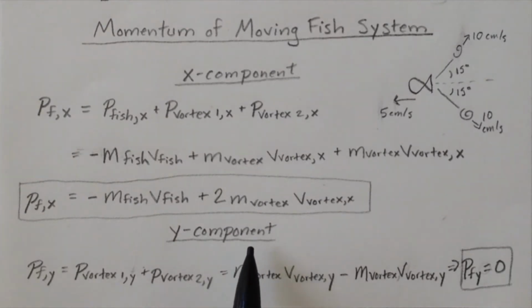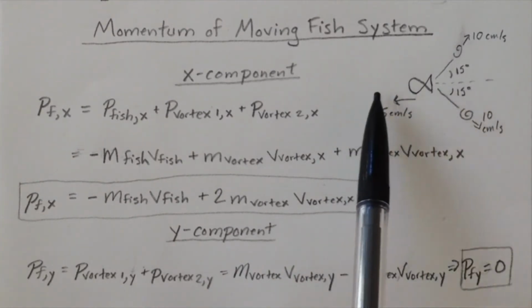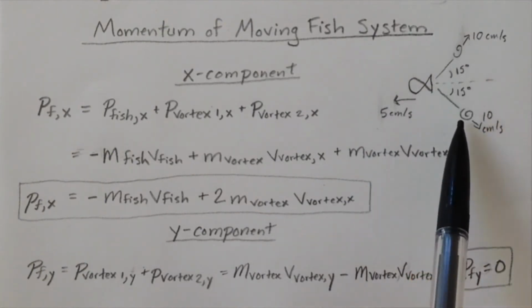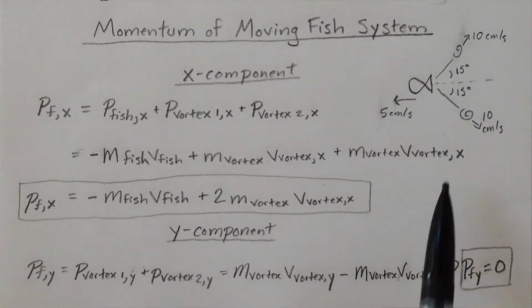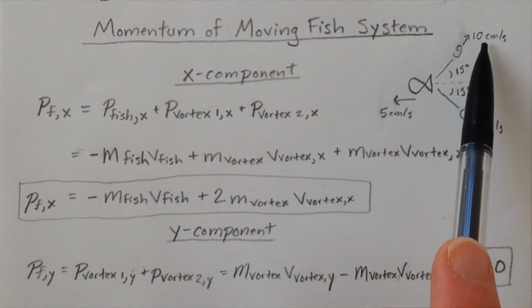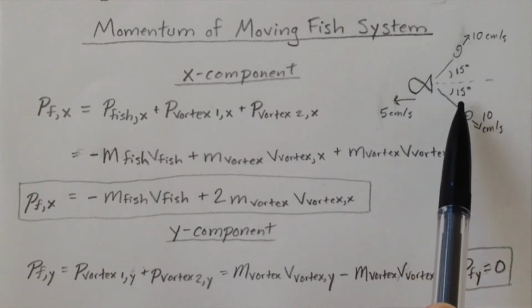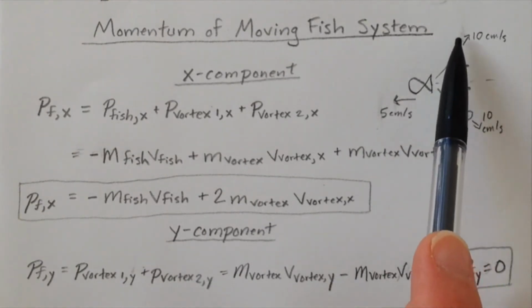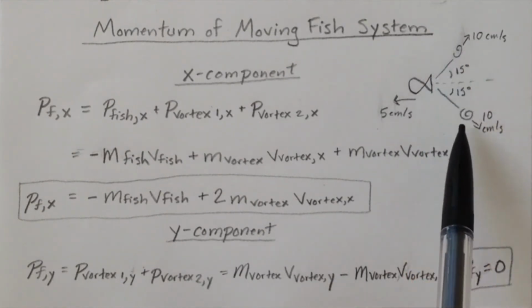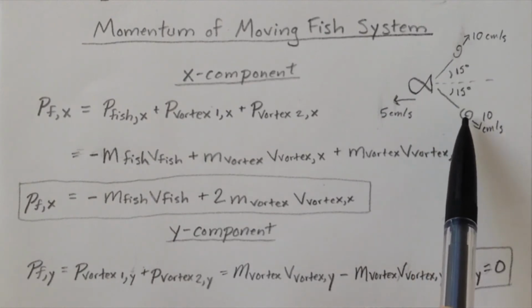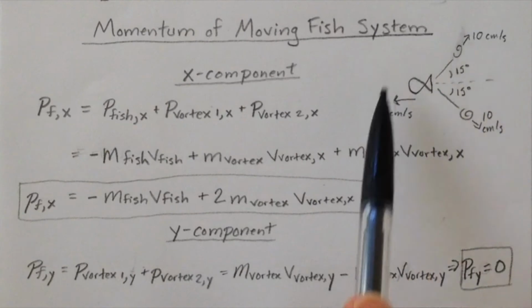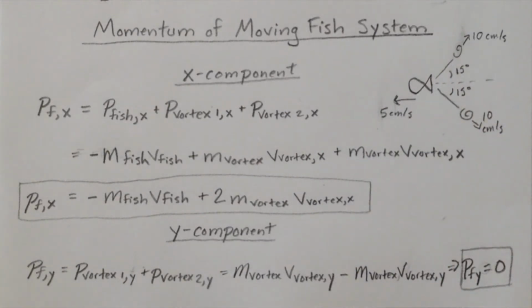Now let's look at the y component. The fish is moving in a purely horizontal direction, so it has no vertical momentum. The only momentum in the y direction comes from each of these two vortices. But we're told that each vortex is moving at the exact same speed, at the exact same angle, and will have the exact same mass. So what will happen is the y component of momentum for this vortex will cancel the y component of the momentum for this vortex, which we see here in this equation, leading to the condition that the momentum of this system in the y direction is equal to 0.